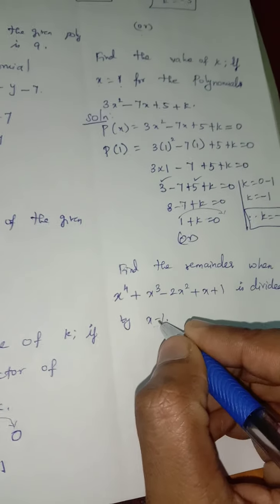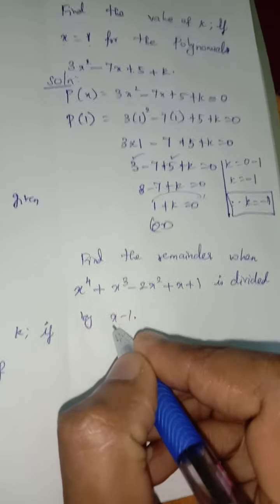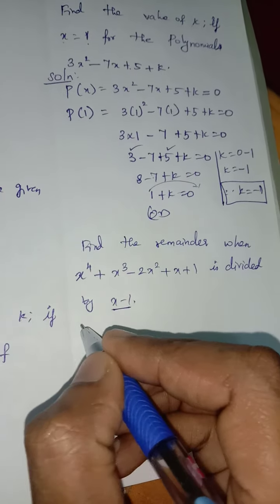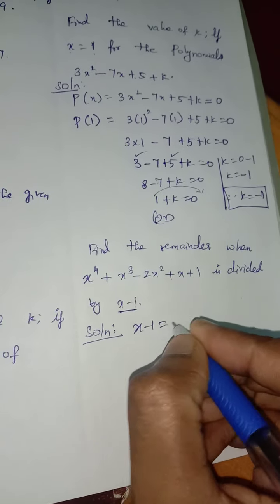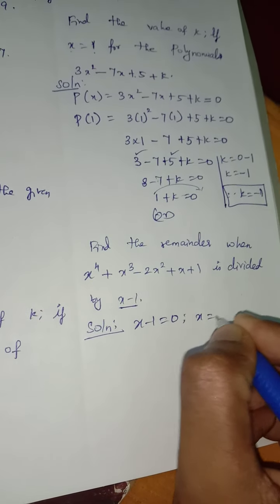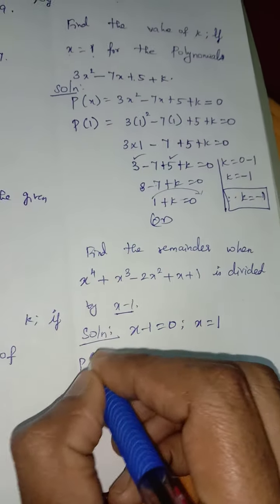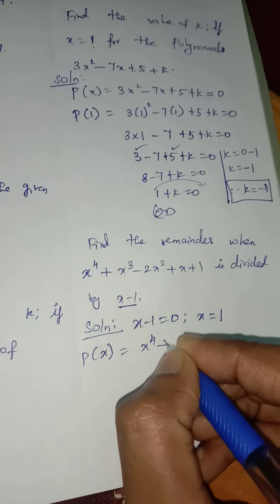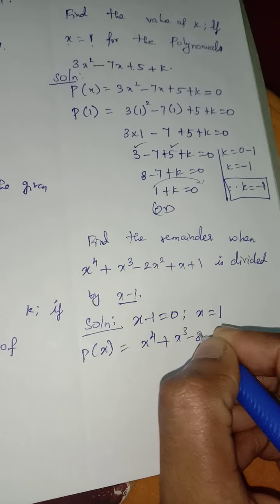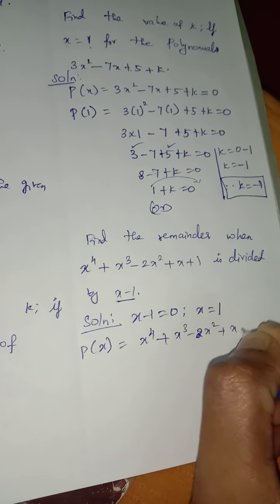So same process, they didn't give the value of x directly, so we want to find the value of x first, which means x minus 1 is equal to 0. From that find the value of x. After that we want to substitute in the polynomial, that's all. 2x square plus x plus 1.